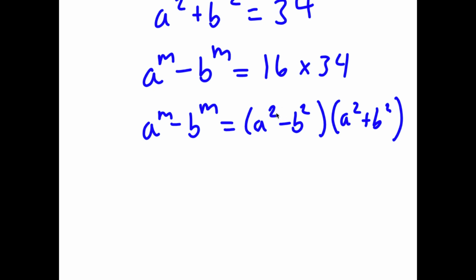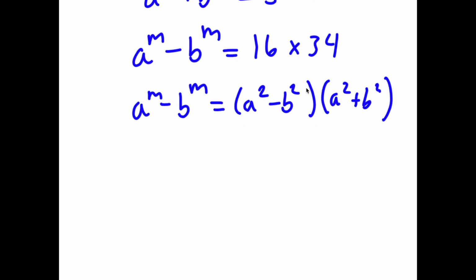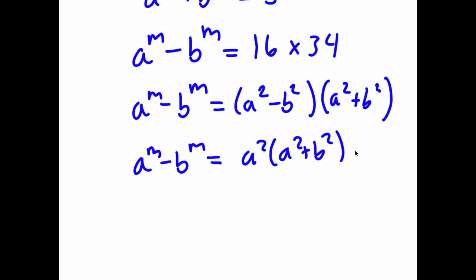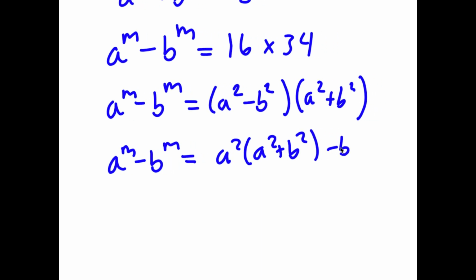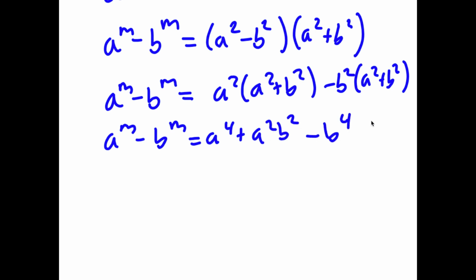So now from here, if I factor out a squared plus b squared, I get a to the power of m minus b to the power of m is equal to a squared times a squared plus b squared minus b squared times a squared plus b squared. And this is the same thing as a to the power of 4 plus a squared b squared minus b to the power of 4 minus b squared.